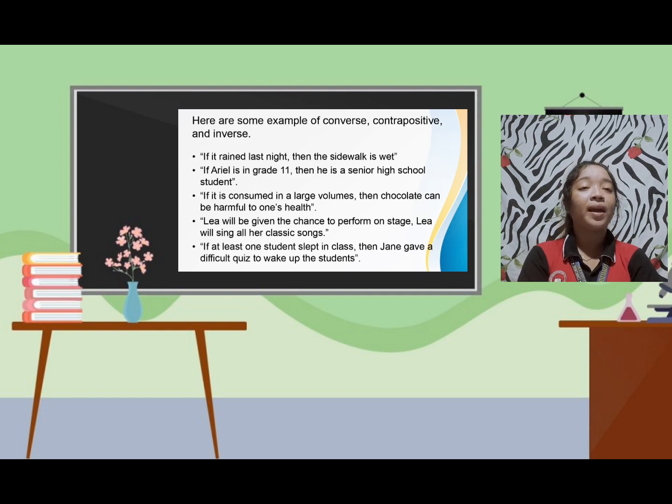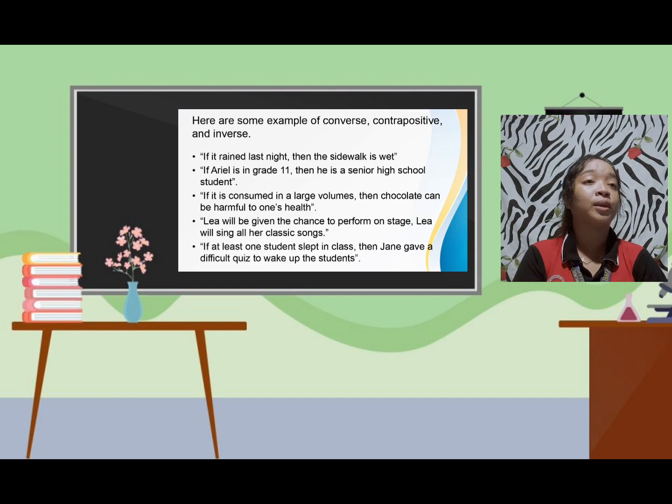Then let's find the contrapositive of this statement. So do you remember that in order for you to find the contrapositive of this statement, you need to find first the negation of Q implies the negation of P. So the contrapositive of this statement is, if Jane did not give a difficult quiz to wake up the students, then no students sleep in the class.